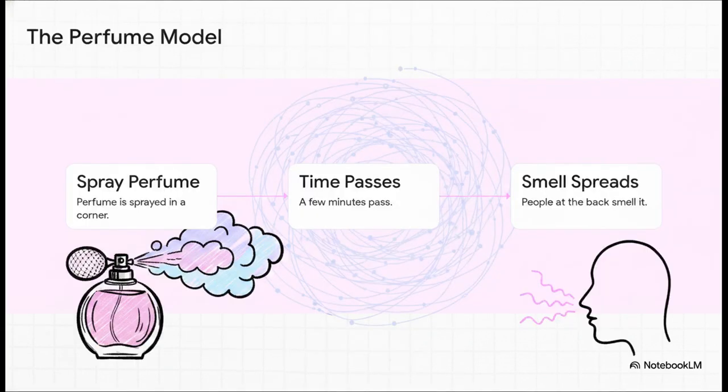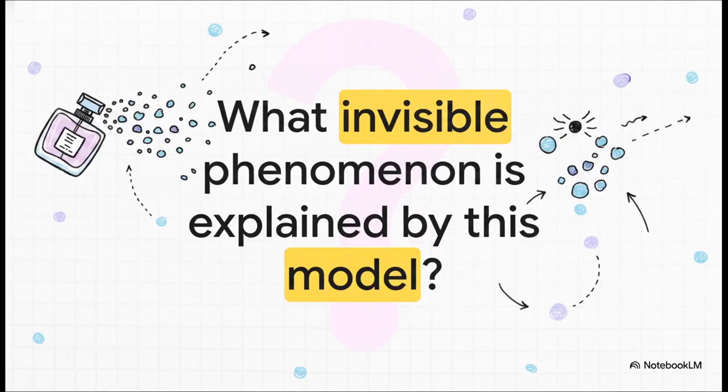Let's ground this in a real everyday experience. Picture this. Someone sprays a bottle of perfume in one corner of a room. You wait a few minutes, and suddenly, people all the way at the back of the room start to smell it. Now, obviously, you didn't see anything physically travel across the room. Those particles are totally invisible to the naked eye, but you absolutely experience the result. So, what invisible phenomenon is actually going on here? Well, it's the movement, the spreading of those tiny perfume particles through the air.